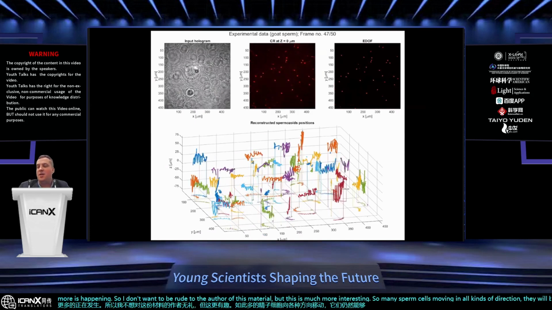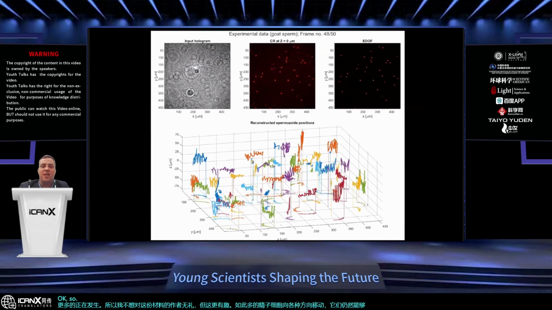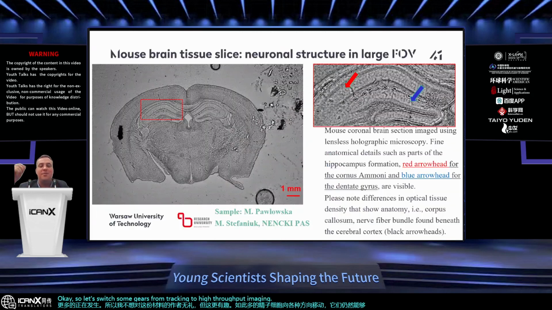Okay, so let's switch some gears from tracking to high throughput imaging, but of static things. For example, static is a mouse brain tissue slice. And when we think about it, it's a perfect example for high throughput imaging because we need a high field of view because it's a large brain, and we don't need to go scanning and stitching with a small field of view. We just have the ability to image all at once.